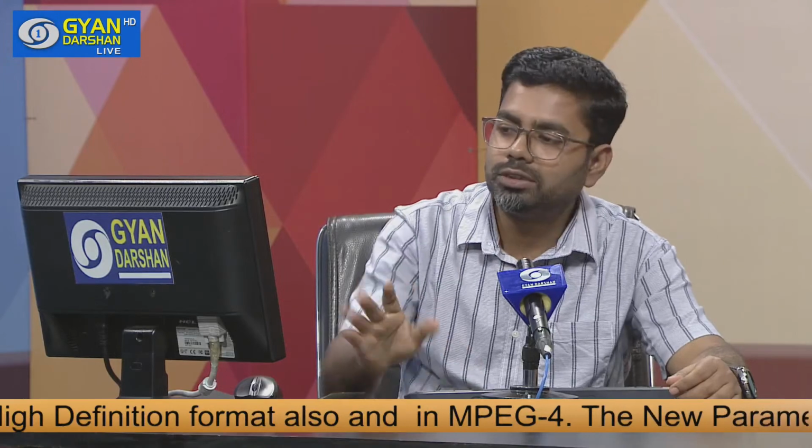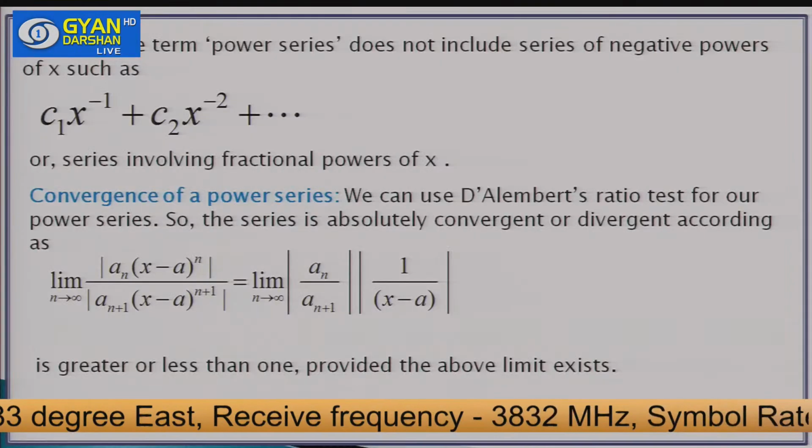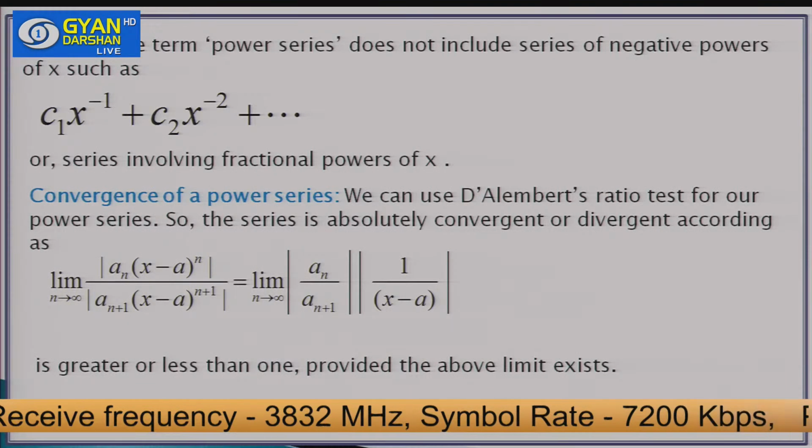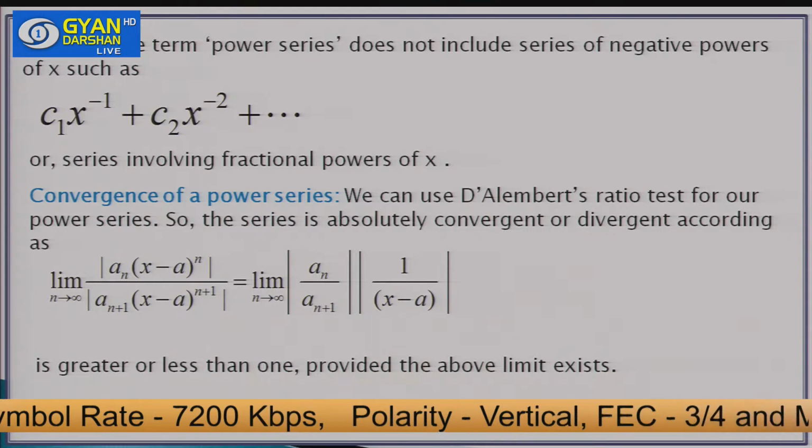We are going to use the D'Alembert ratio test for the test of convergence of this power series. From the context of series, we know the D'Alembert ratio test is one of the famous tests to test the convergence of a series. So how do we do the D'Alembert ratio test? We take the limit as n tends to infinity. In the numerator you have a n, that means the nth term. In the denominator you have the n plus 1th term.